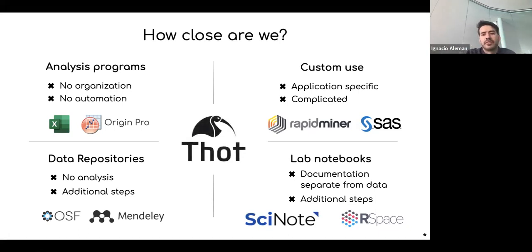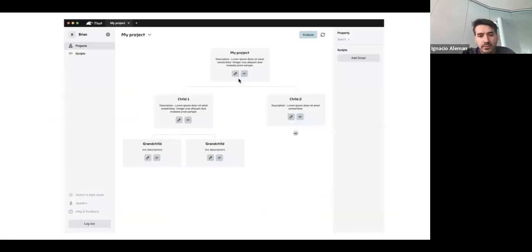And so at Thot, this is the issue we want to address. Build a tool that's simple, based on this thought experiment of how it would work ideally, where we integrate these main components in such a way that what we talked about before, this tree-like structure, modularity, having the scripts in a separate place, being able to share not at the data level, not at the analysis level, but at the project level, is what we believe can bring us closer to open science.